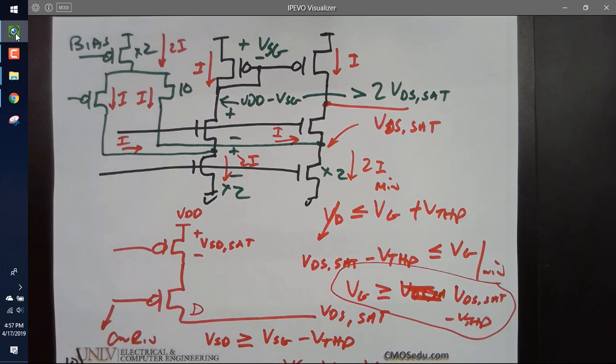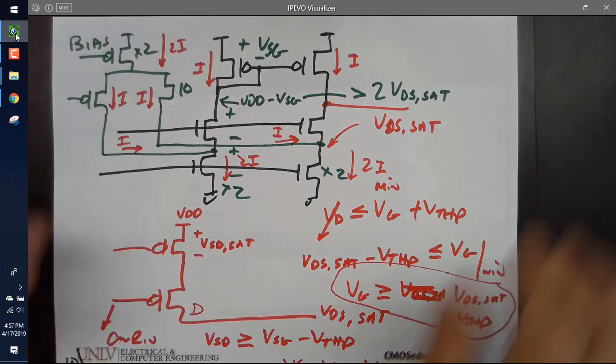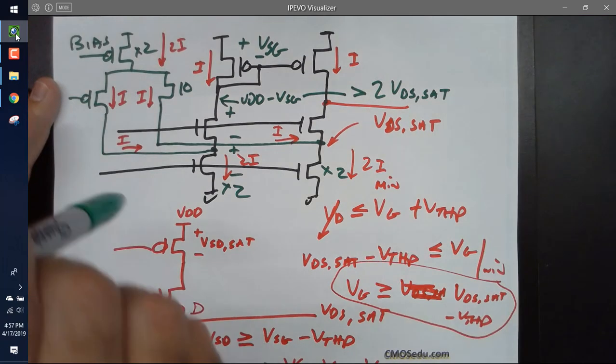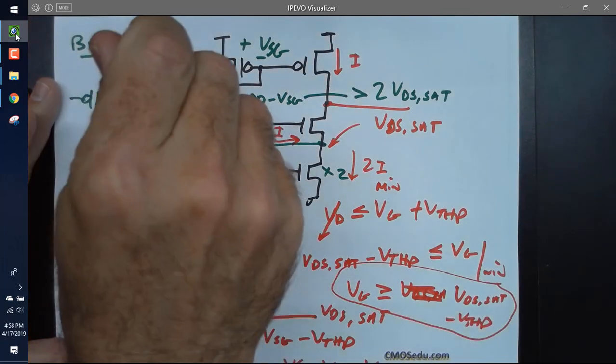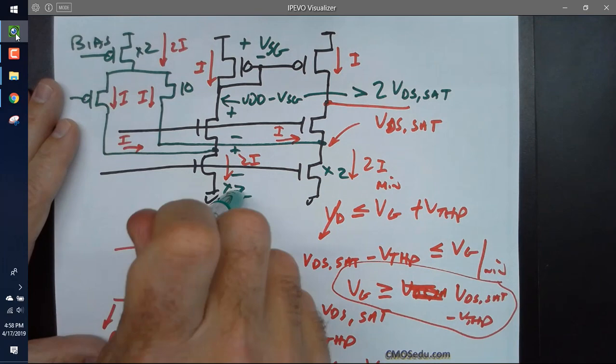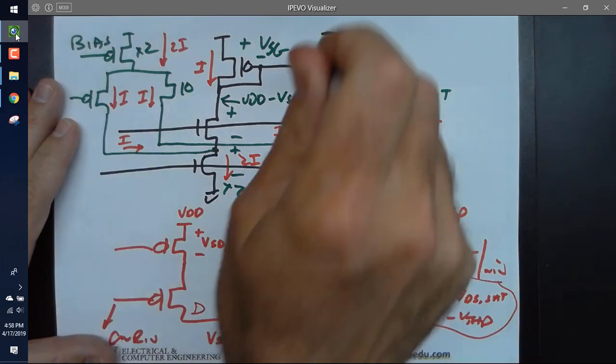So the I from the current, the circuit on the left, where are those I's going up? No, these are all DC biased, right? So here I get the I, it comes down and adds to this I coming down. That's why I set this to 2 times. Same thing over here.